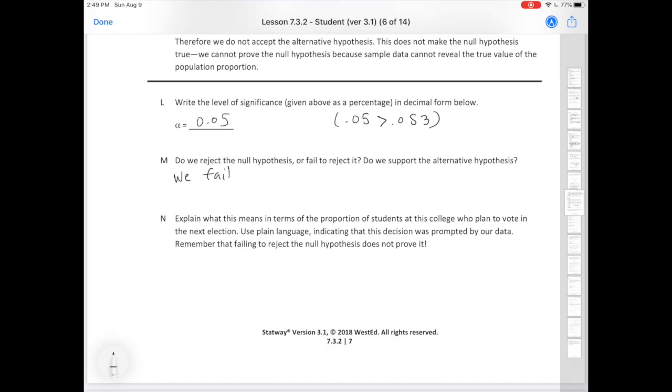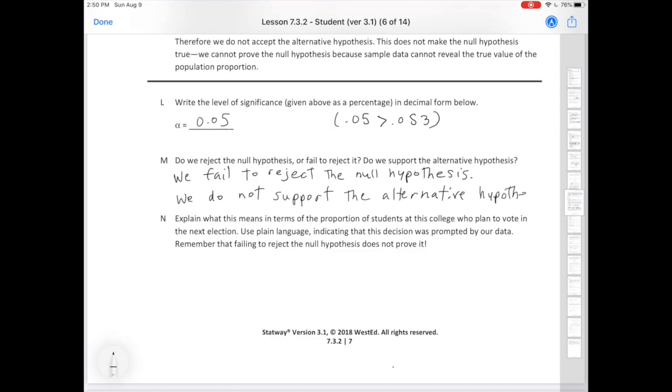So we fail to reject the null hypothesis. So do we support the alternative? No, we do not support the alternative hypothesis.